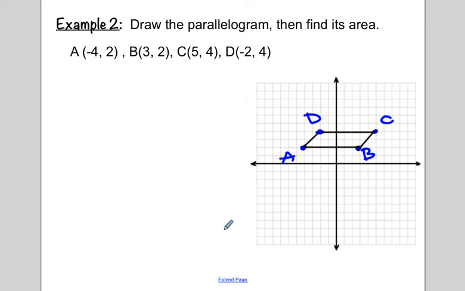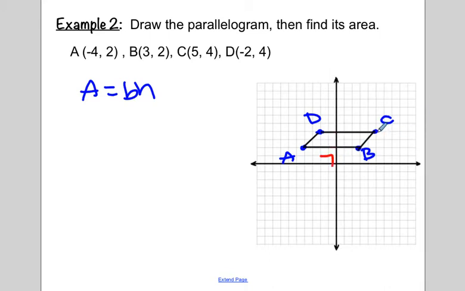The nice thing about this is I know that the area of a parallelogram is base times height. So looking at this, I could count this distance out. If I couldn't count it out, we would need to go ahead and use the distance formula. But I can, so let's count out what my base is. 1, 2, 3, 4, 5, 6, 7. So it's a distance of 7.